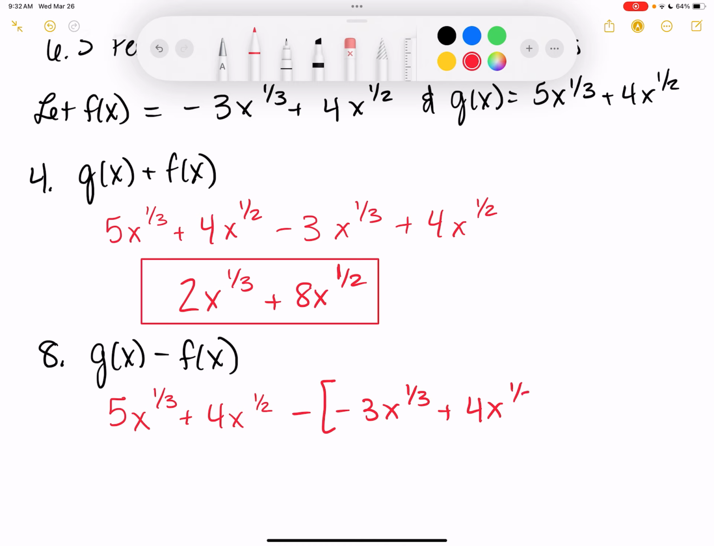Why do I need to bracket this off? Because you're substituting the f of x in, and you have to make sure you get the signs right, yes.